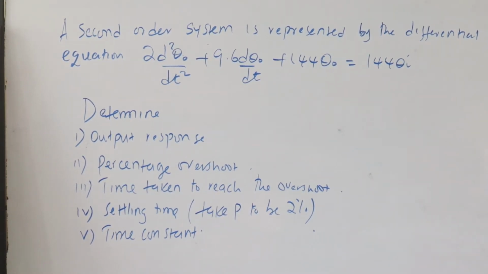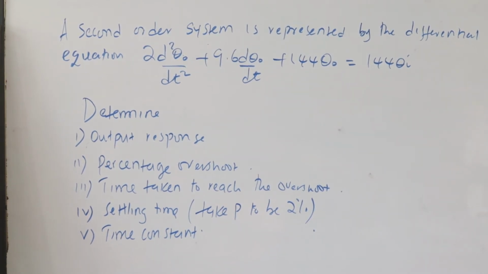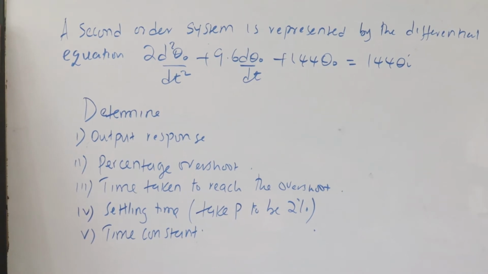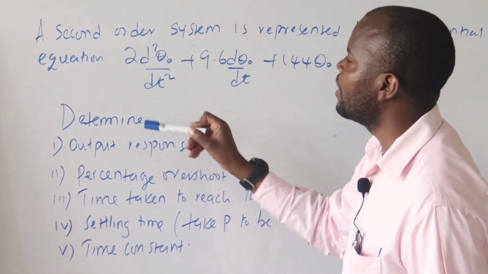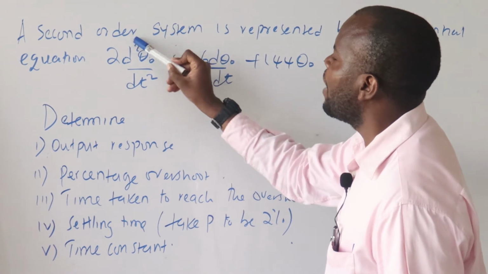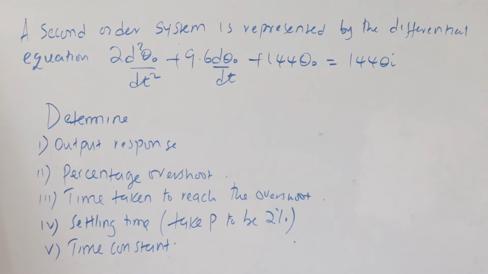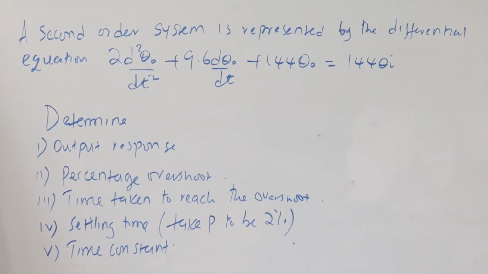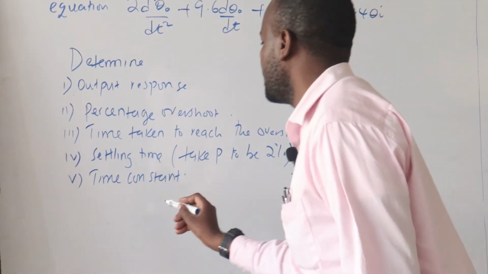So the first thing, even without looking at what you are supposed to get, is to compare this particular differential equation that you have been given to the dimensionless equation. For you to compare it with the dimensionless equation, you have to ensure that the 2 here is divided out, so that the highest order part, that is the second order part of that differential equation, is unity. That is when you can compare it.